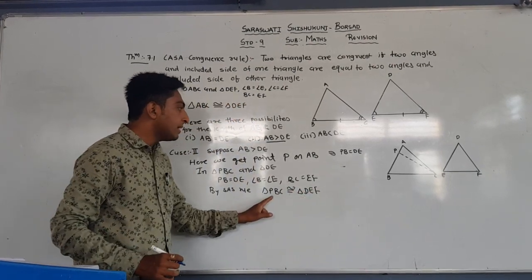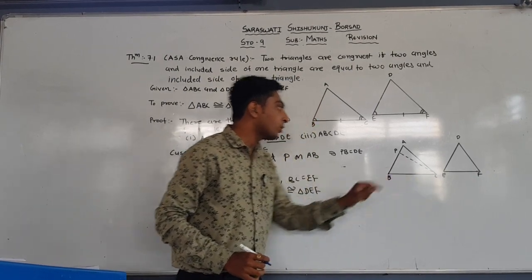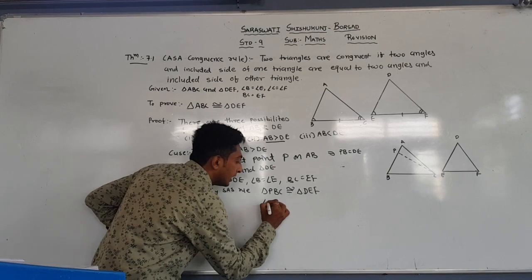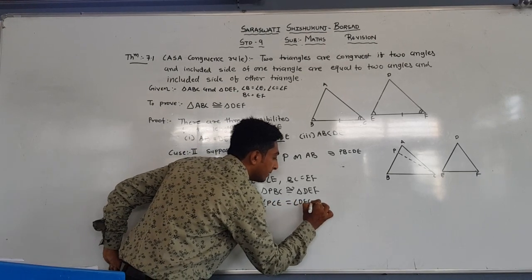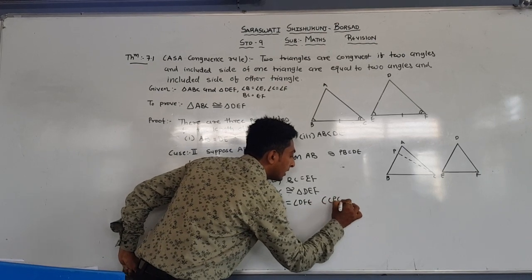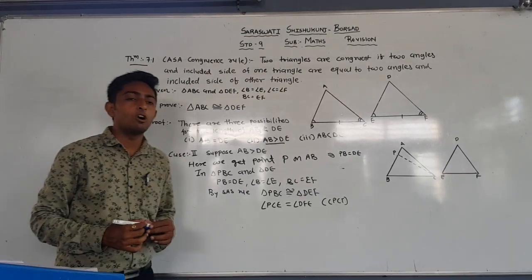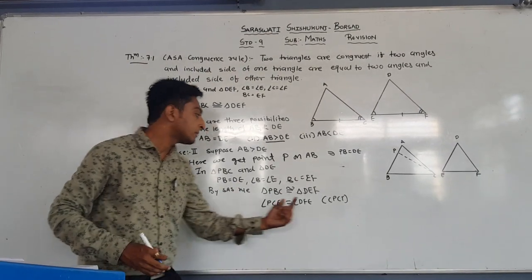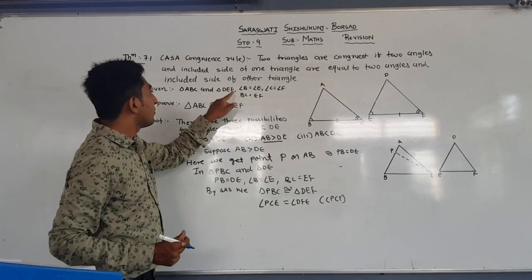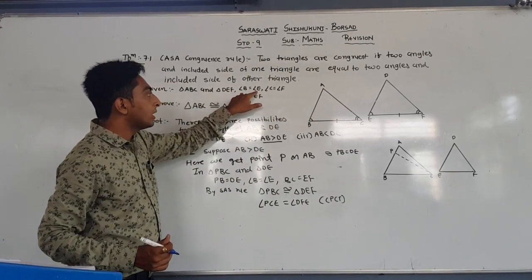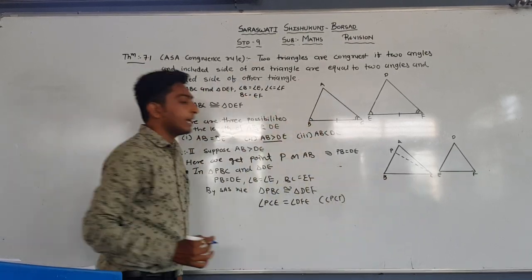If triangle PBC is congruent to DEF, can I write angle PCB equal to angle DFE? Here I have to write the word CPCT, corresponding parts of congruent triangles. The meaning of CPCT is corresponding parts of congruent triangles. But what we have been given is that B equal to E and C equal to F. Now we know that angle C is nothing but ACB.